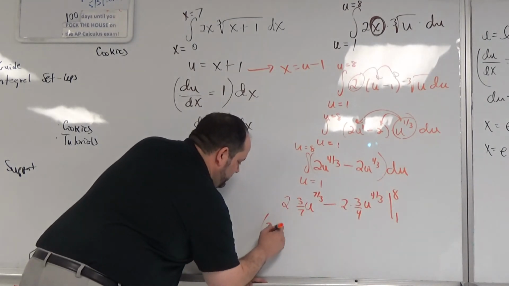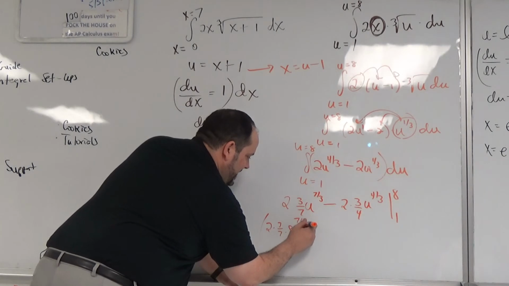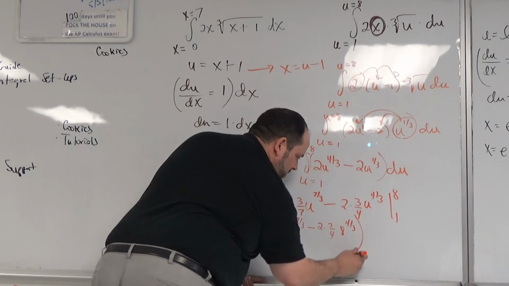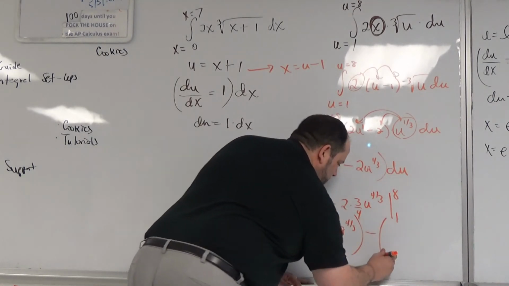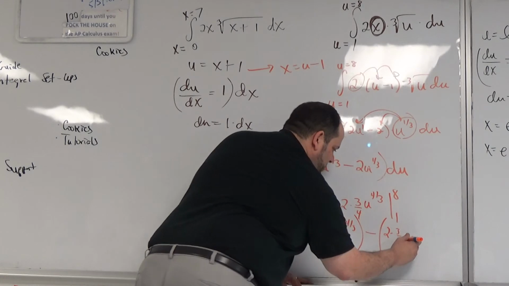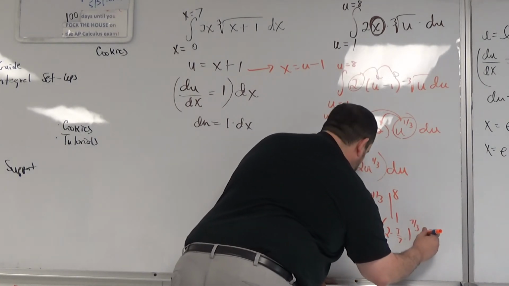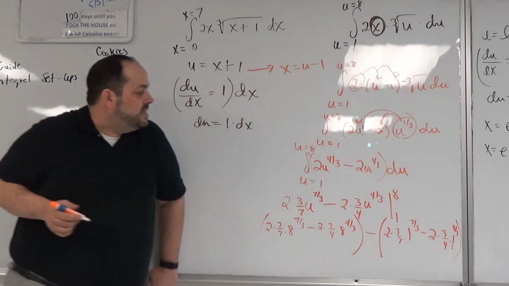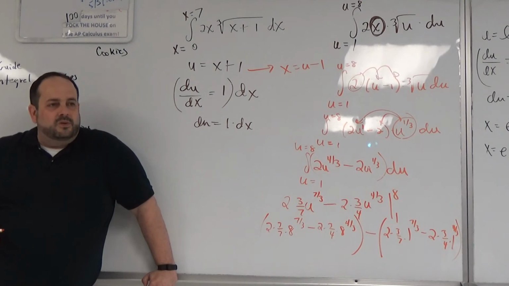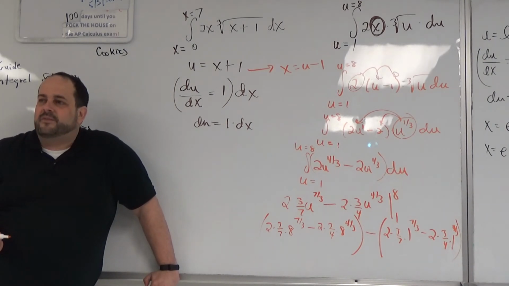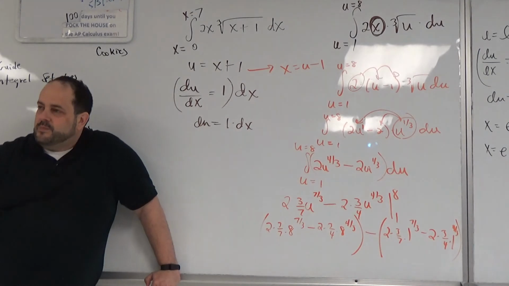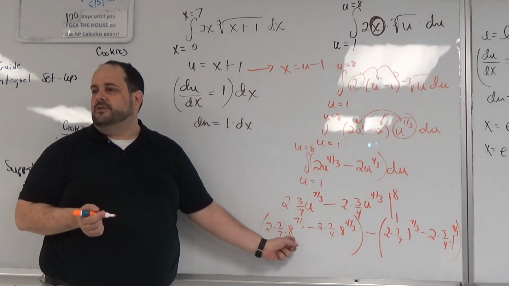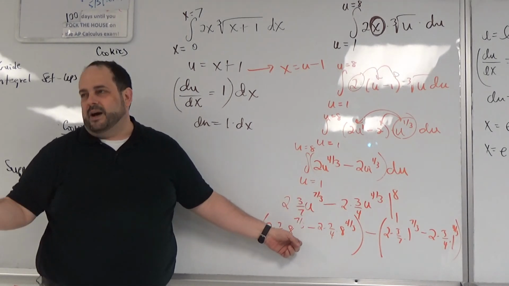Okay, so I'm going to have 2 times 3/7, 8 to the 7/3, minus 2 times 3/4, 8 to the 4/3. All that minus big parentheses, 2 times 3/7 times 1 to the 7/3 minus 2 times 3/4 times 1 to the 4/3. If you have nothing else to do and you want to spend the time simplifying, feel free. But I would prefer that we move on and spend more time in the calculus. Do I need you to know that 8 to the 7/3 is 128? That would be nice. I'm not worried about that.